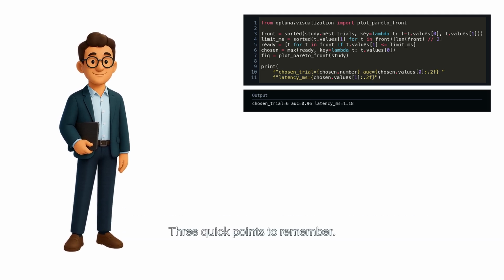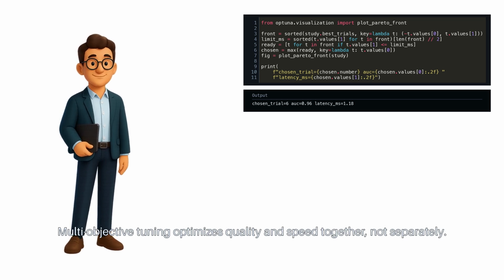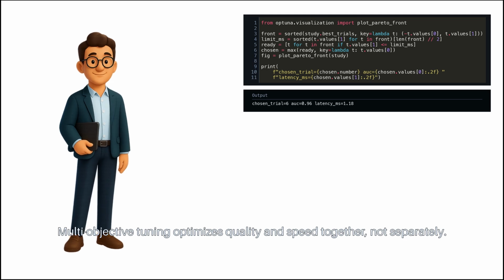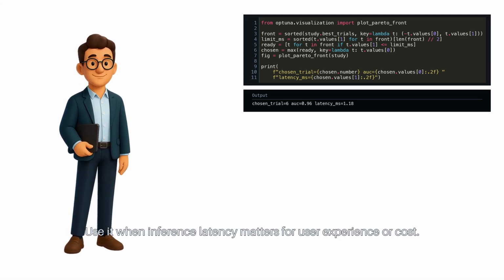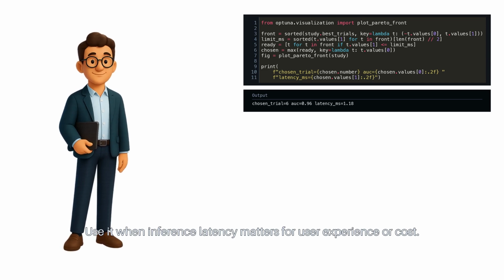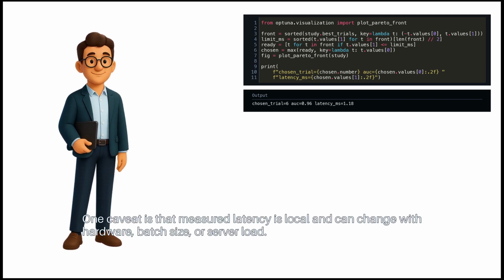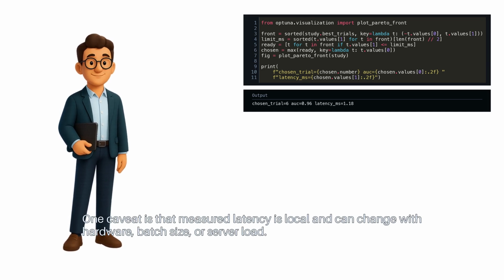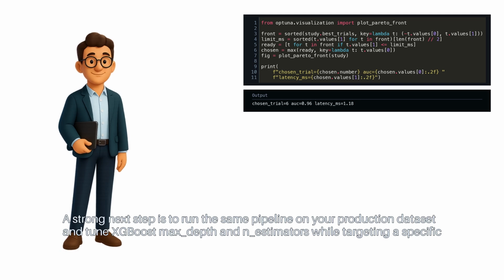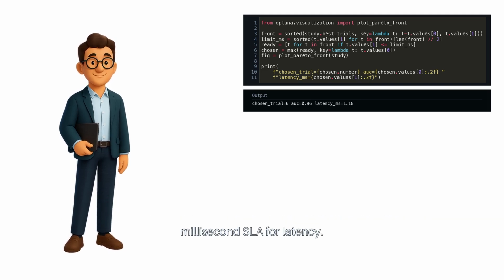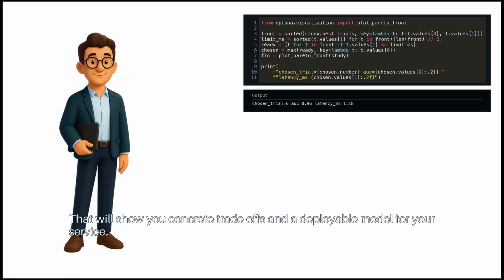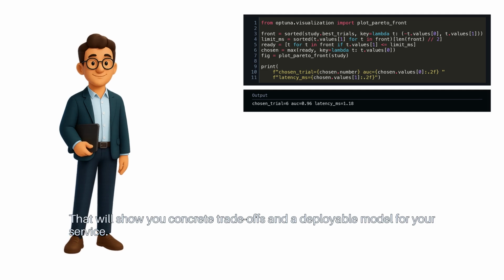Three quick points to remember. Multi-objective tuning optimizes quality and speed together, not separately. Use it when inference latency matters for user experience or cost. One caveat is that measured latency is local and can change with hardware, batch size, or server load. A strong next step is to run the same pipeline on your production dataset and tune XGBoost max_depth and n_estimators while targeting a specific millisecond SLA for latency. That will show you concrete trade-offs and a deployable model for your service.